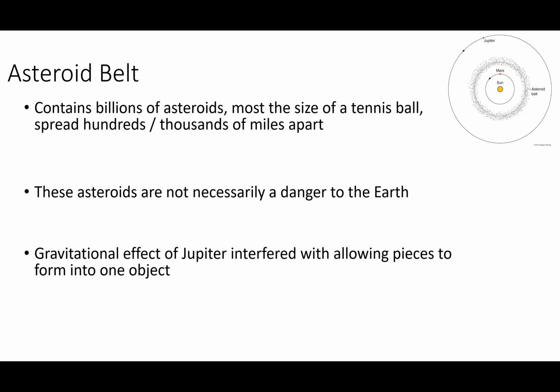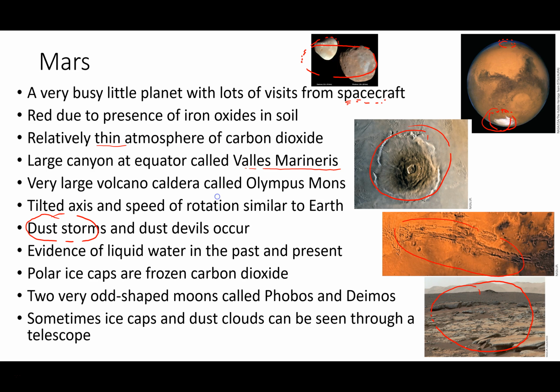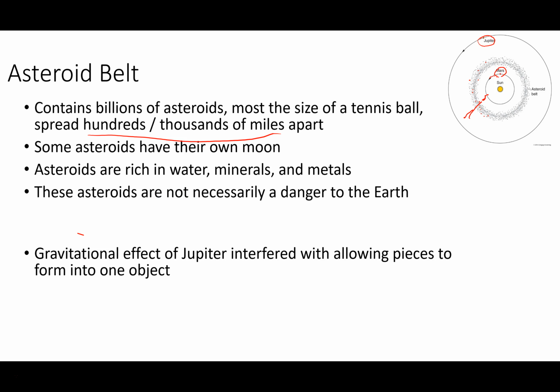The asteroid belt is after Mars, and so here we have Mars, the last terrestrial planet. Jupiter is the first Jovian planet, and then we have these little dots. When we see these, it looks like we'd have a hard time crossing the asteroid belt because they're so close together, but they are actually spread hundreds or thousands of miles apart. Most of them, like this slide says, are the size of tennis balls. Oops. Some asteroids have their own moon. How cool is that? Asteroids are not only located in the asteroid belt, and we'll talk about that in a minute.